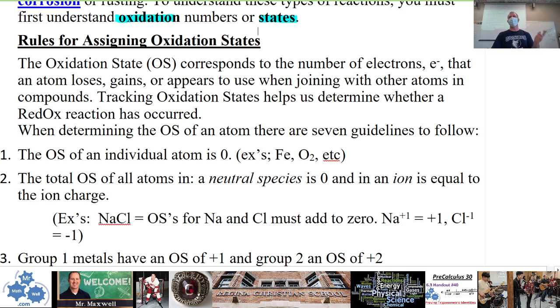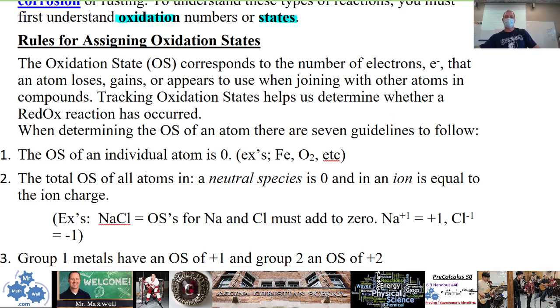Okay, so here's the first rule. The oxidation state of an individual atom, not an ion, but one single lone atom, like iron solid or oxygen gas, is 0. So anything that's by itself that does not have a charge on it is 0. One single atom, no charge, oxidation state is 0. The total oxidation states of all atoms in a neutral species is 0. And the total oxidation states of all the atoms in an ion, let's say a polyatomic ion, has to be equal to the ion charge.